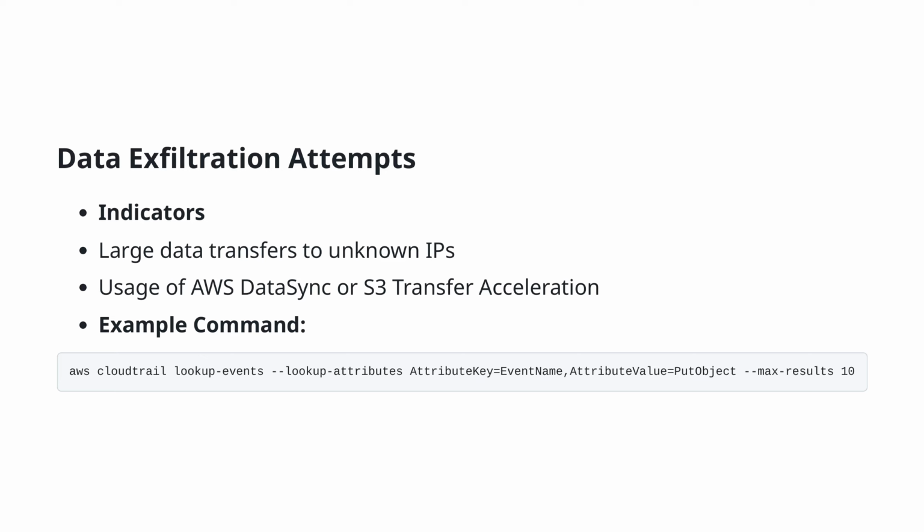To detect these activities, you can use commands like: shell aws cloudtrail lookup-events --lookup-attributes AttributeKey=EventName,AttributeValue=PutObject --max-results 10. This command helps you identify events where data might have been moved out of your controlled environment, allowing you to take necessary mitigation steps. Keep an eye on these events to secure your AWS infrastructure against data exfiltration threats.